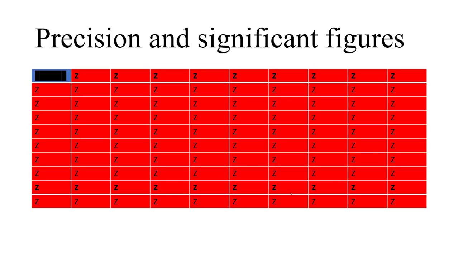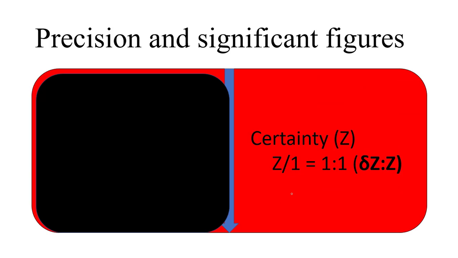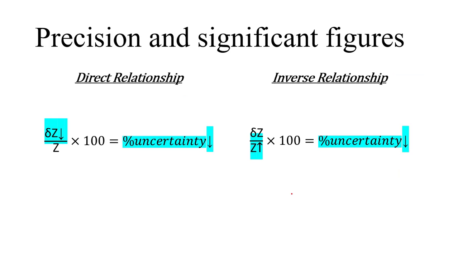When the difference between the black uncertainty and red certainty is bigger, the less percent uncertainty there is, and the closer we are to perfection. We can increase this difference by making the uncertainty smaller, giving a direct relationship to percent uncertainty, or by making the total measurement number in the denominator bigger, giving an inverse relationship to the percent uncertainty.